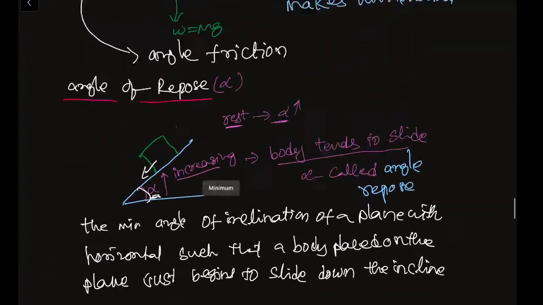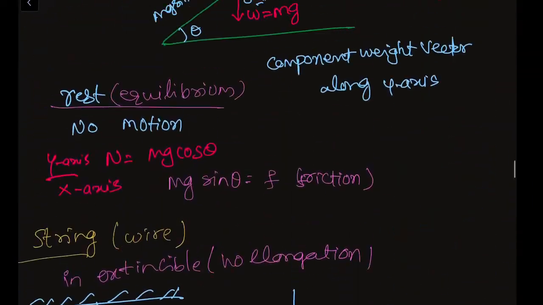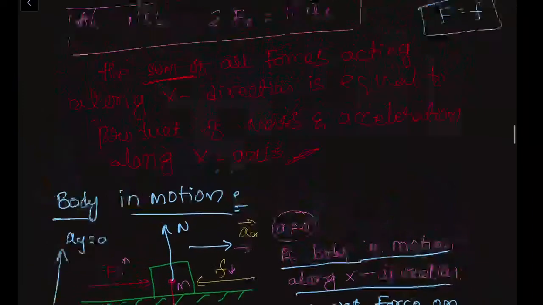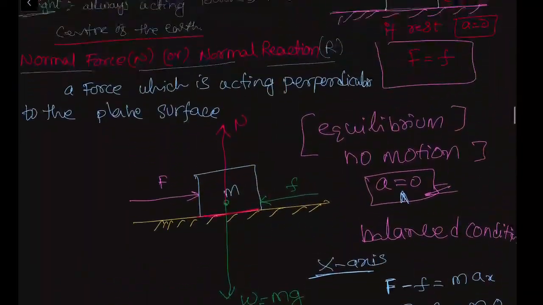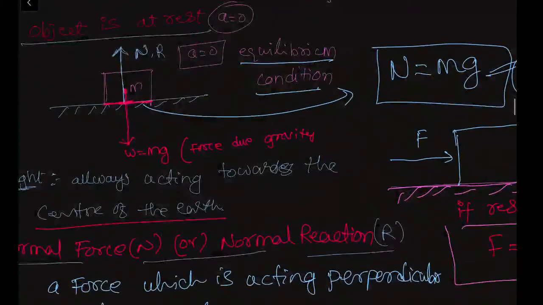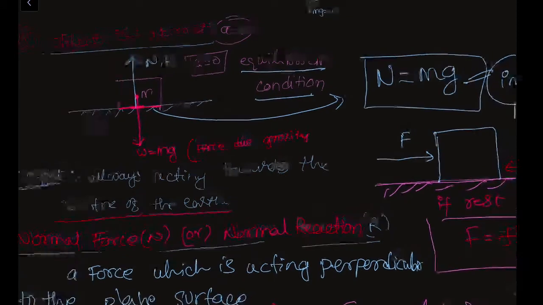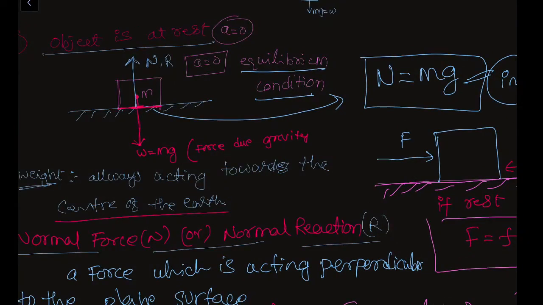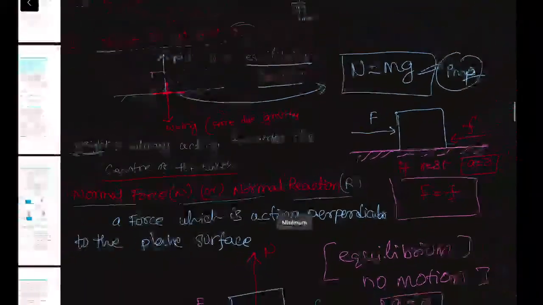In the previous video, we discussed a free body diagram. What is a free body diagram? A free body diagram is the diagram which represents all forces acting on the body. We discussed the rest condition, which means equilibrium: the net force is zero. At that time, the forces are balanced and acceleration is zero.